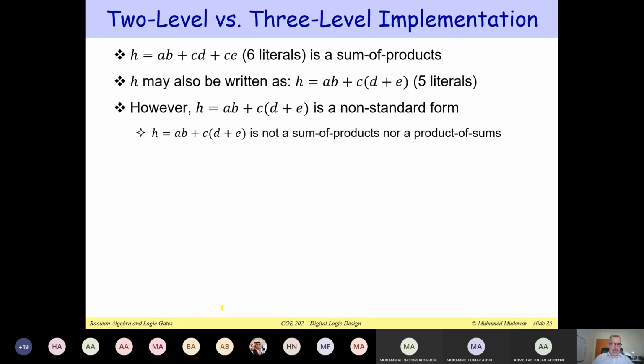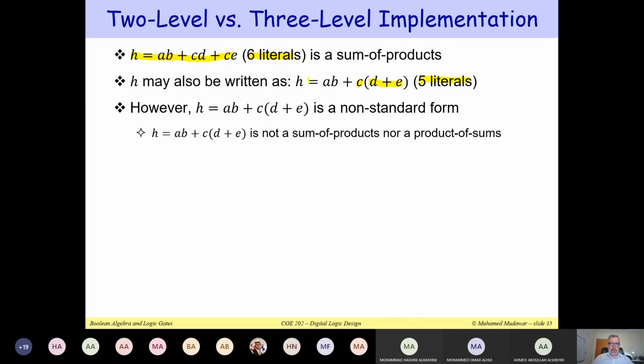Let us take a look at this function H. It is shown with this expression. Now, if you count the number of literals here, we have 6 literals. It is expressed as a sum of products, so we have 3 terms here. These are AND terms, and I'm ORing them. So the result will be 6 literals. But you can see that C is a common factor. I can take C, which is common in CD and CE. So I can take C ANDed with D or E. If you count the number of literals, we have reduced it to 5 literals.